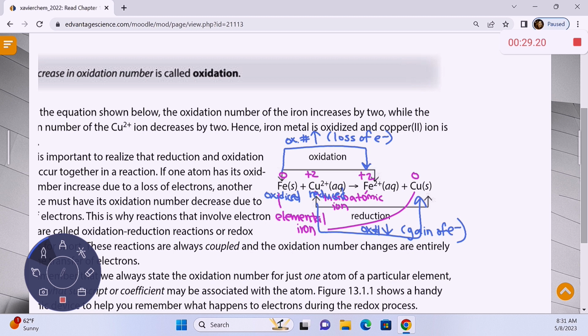If something is oxidized, we call it the reducing agent. And if something is reduced, we call it the oxidizing agent. Okay? And there's a mnemonic that can help you remember what's oxidized and what's reduced. It's called Leo the Lion goes Ger. LEO stands for loss of electrons is oxidized. GER stands for gain of electrons is reduced.